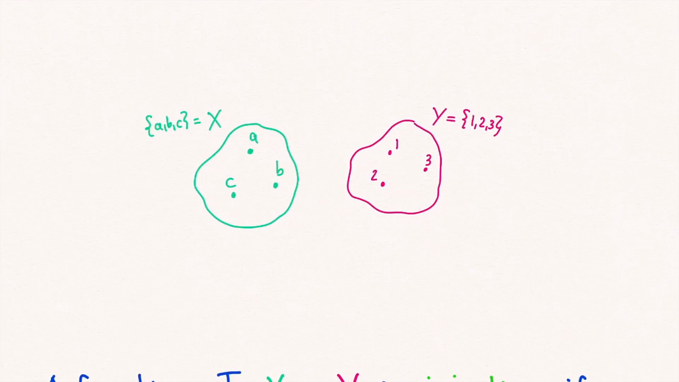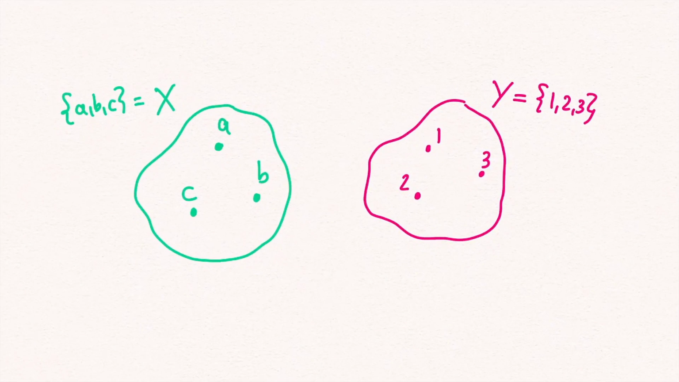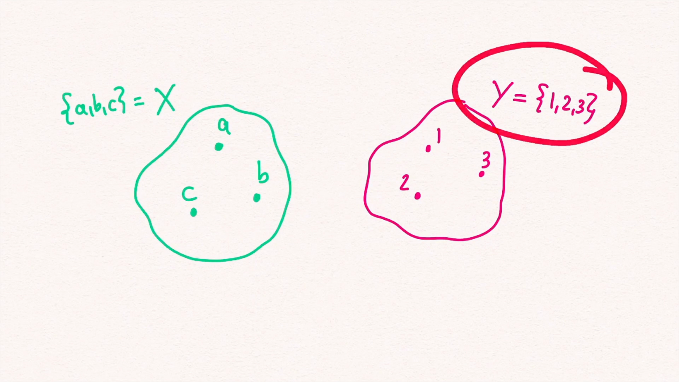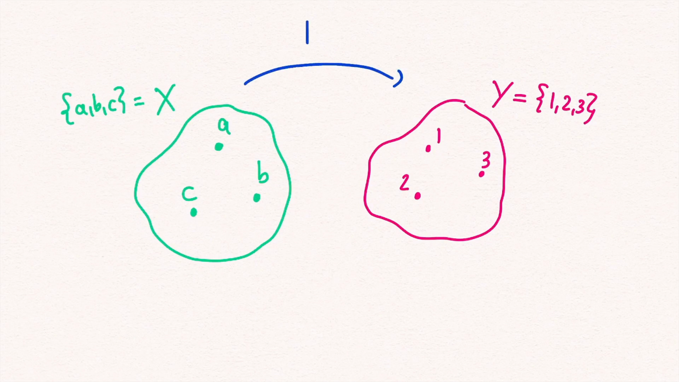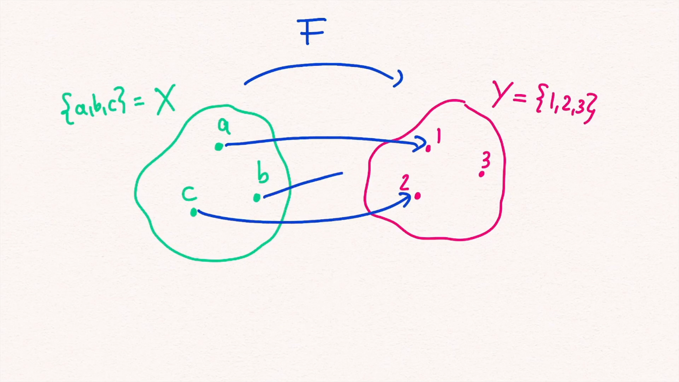So for example, if we have these two sets, let X be the set of the elements a, b, c, and Y the set of the elements 1, 2, 3, then I can consider a function from this set to this set by, for example, sending a to 1, c to 2, and b to 3. This means that f of a equals 1, and so on. And in this case, what is the image? Well, the image are all these 3 points. So in this case, the function is surjective.